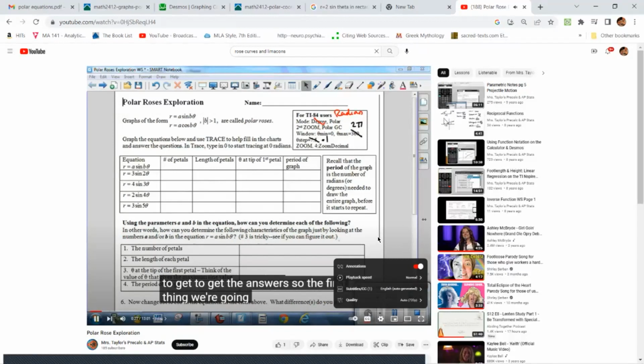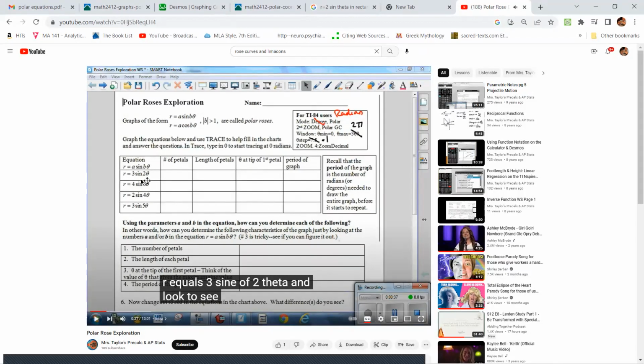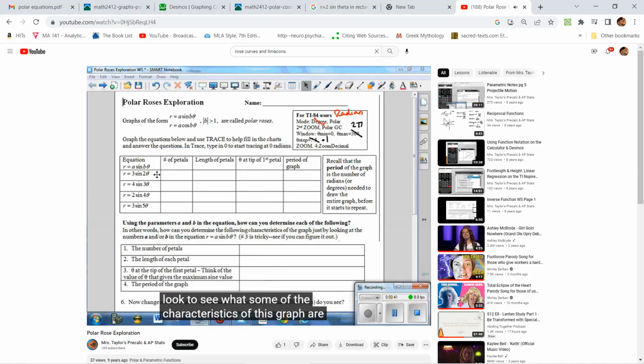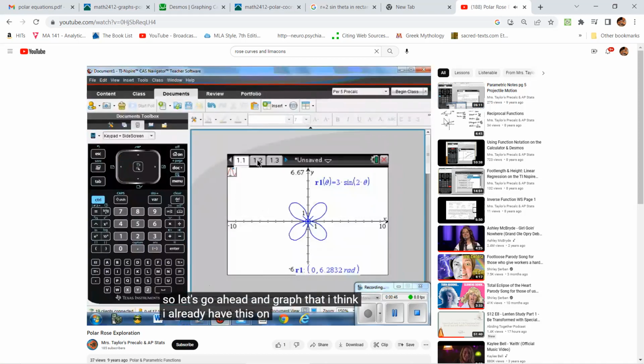So the first thing we're going to do, I'll do this one with you, is we are going to graph the equation r equals 3 sine of 2 theta. Now what kind of curve is that? That's a rose. It's a rose curve. And how many petals is it? It's going to have 4 petals. Is it going to have a petal on the horizontal axis? No, it's not. See what some of the characteristics of this graph are. So let's go ahead and graph that.